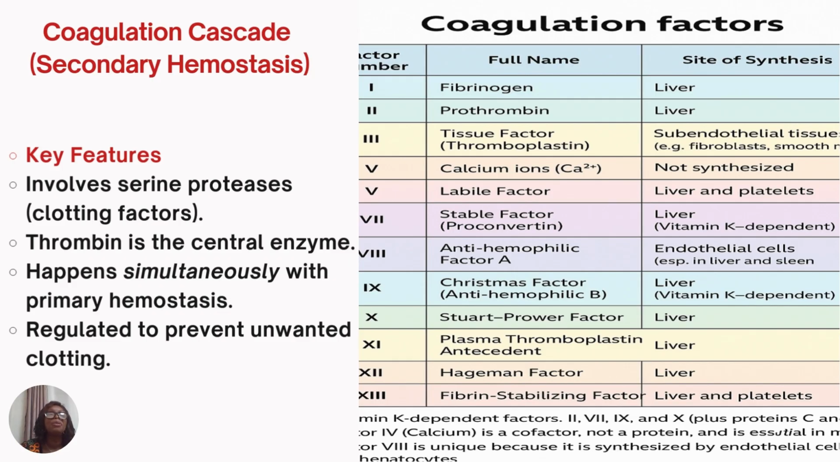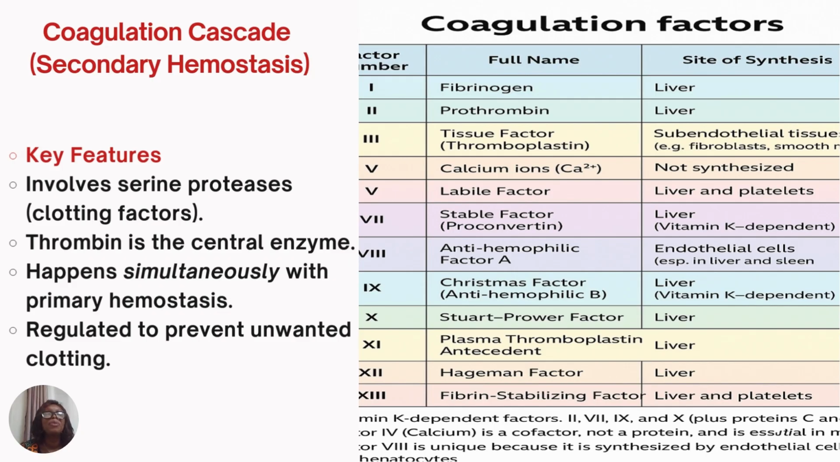Factor four is calcium ion. Calcium is obtained from our diet, or from bone mass, but basically from our diet. Factor five is labile factor, synthesized in the liver and can also be found in platelets. Factor seven is called stable factor, which is synthesized in the liver and is a vitamin K dependent factor.